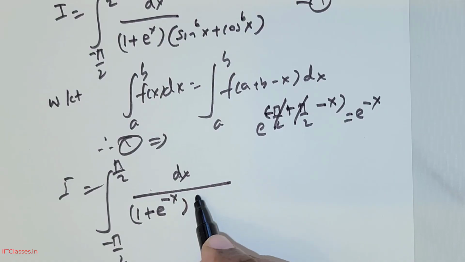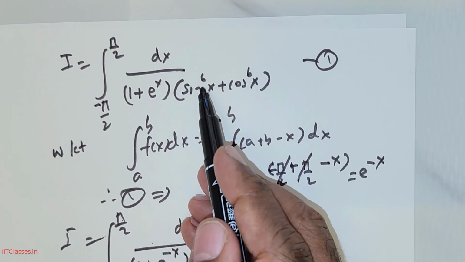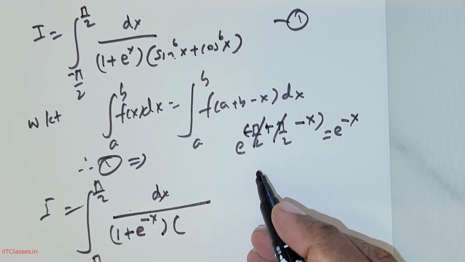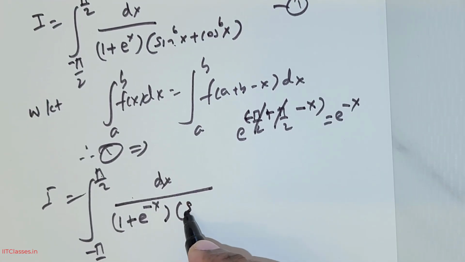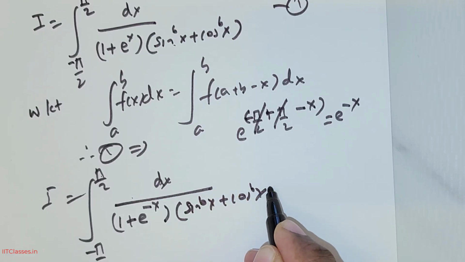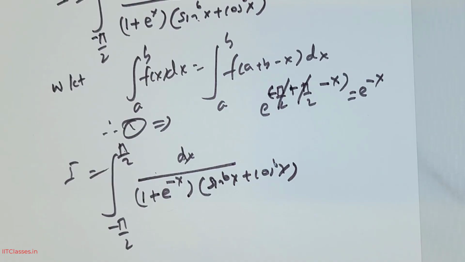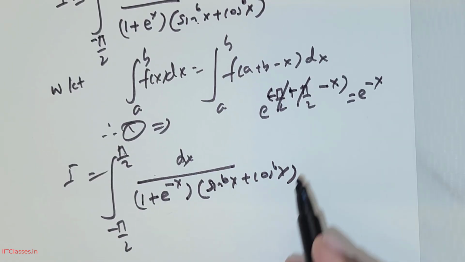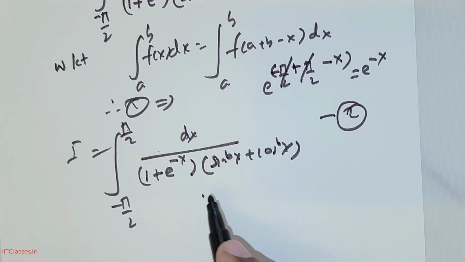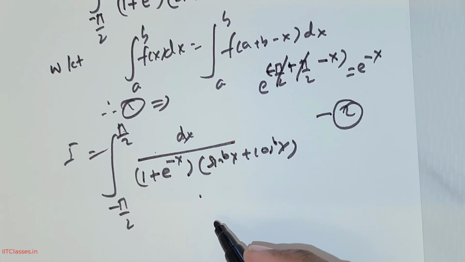So that is followed by, now clearly these are all even powers, right? So we are not going to have any change in that. So it's going to be sine raised to the power of 6x plus cos raised to the power of 6x. Fair enough. So we have got this as 2. Now what I would want to do is add 1 with 2.